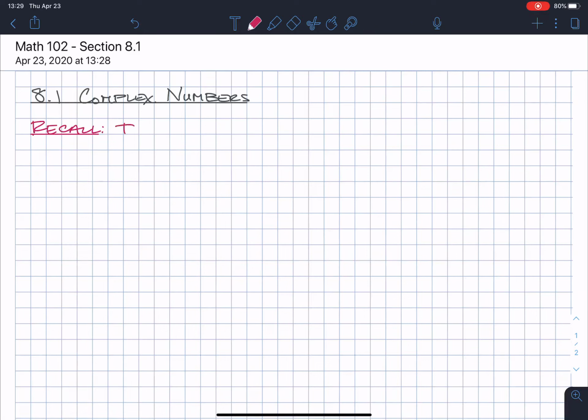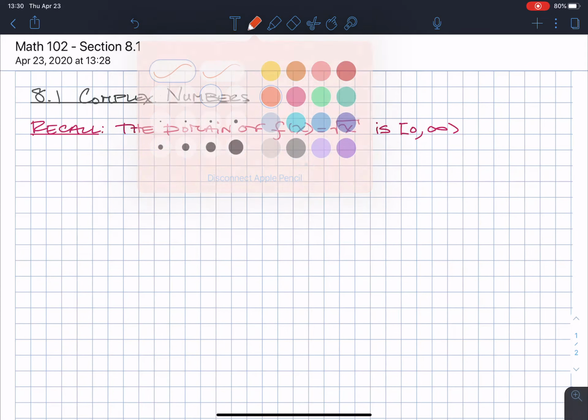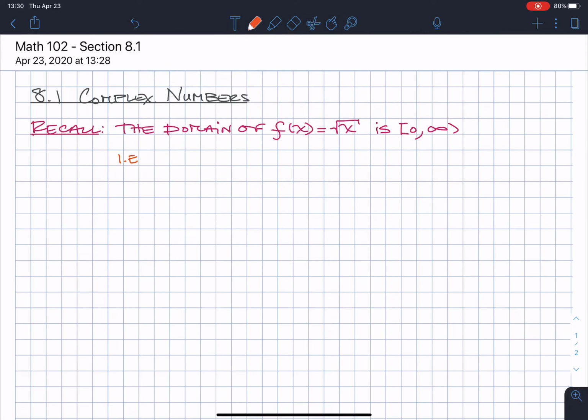So the domain of the square root function, f of x equal to the square root of x, is between 0 and infinity. That is, I can't take the square root of a negative number, i.e., id est, we cannot take the square root of a negative number.